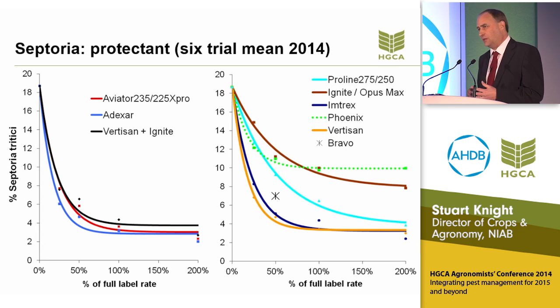And in all of the trials this year, we did see an advantage to Proline over Ignite Opus Max in terms of their protectant performance. But that's in line with the sort of variation we've seen from year to year previously. Now, I haven't been able to really explain why we've had that difference in performance. It appears to be a seasonal effect, but as yet we haven't been able to define exactly what that is. And we don't think at this stage that it's indicative of any particular shift, because we've seen that pattern before.